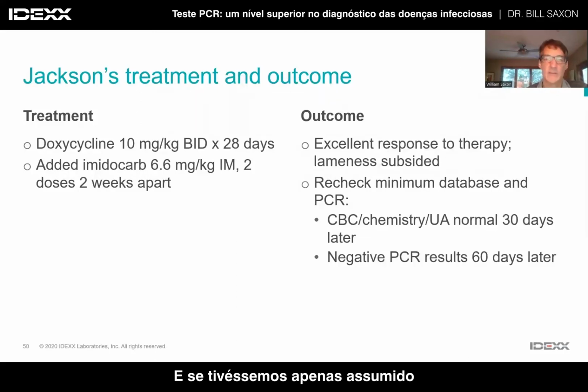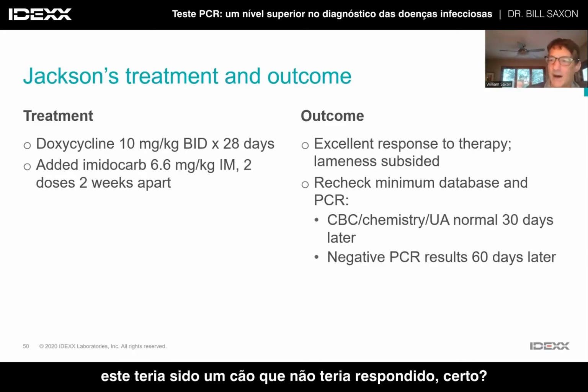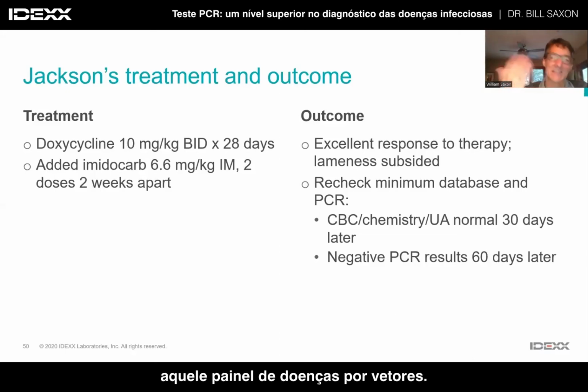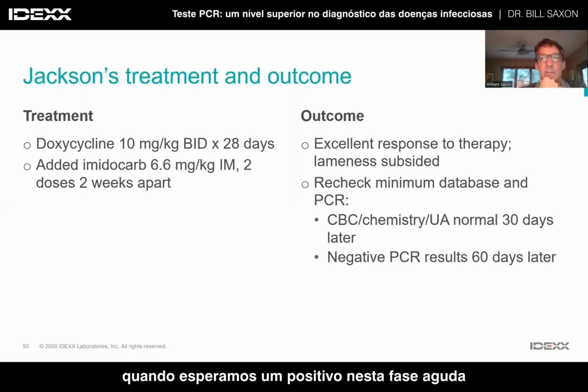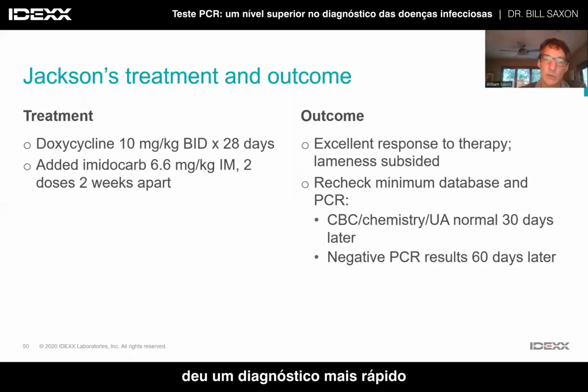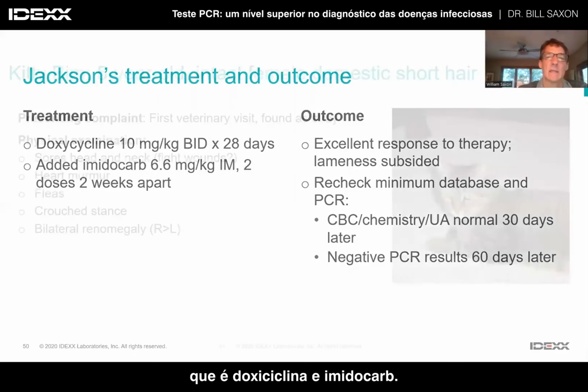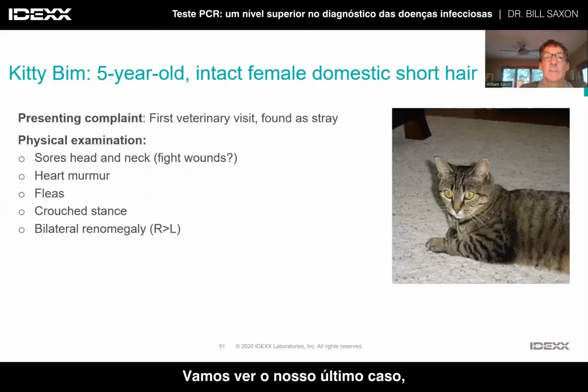And if we had just assumed that, okay, likely some sort of tick-borne disease, typical, straightforward, let's get him on doxycycline, see how he does, this would have been a dog that would not have responded, right? And at that point, we would have needed to do that vector-borne disease panel. But having a negative screening test when we expect a positive in this acute phase got us to do that PCR test quicker, got us our diagnosis quicker, and got Jackson on the right treatment, which is both doxycycline and imidocarb.